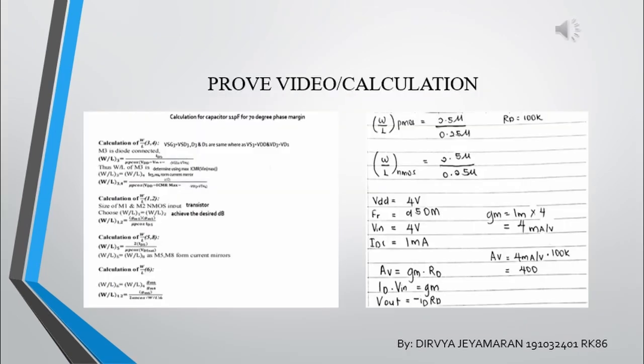This is the calculation for the capacitor, 11 picofarad for 70-degree phase margin. So this is how we calculated according to our specification. You can see we calculated all the widths and lengths for transistors M1 to M6, since we have 6 transistors.